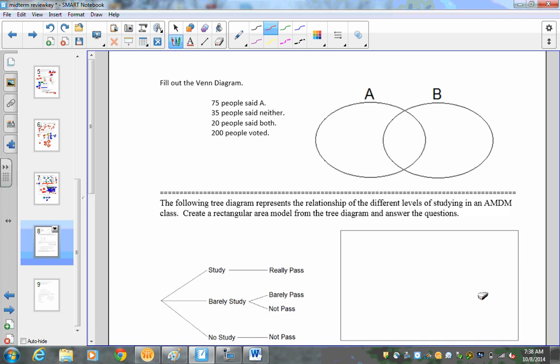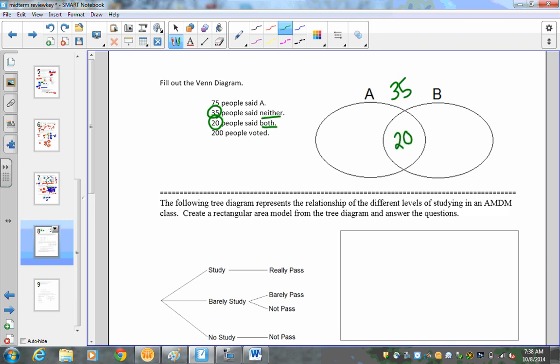All right, so as you are filling out your Venn diagram, the easiest things to figure out are the neither and the both. That's the easiest part because the neither section is always going to be outside the Venn diagram. 35 is neither, and the both is always going to be where you have overlap.